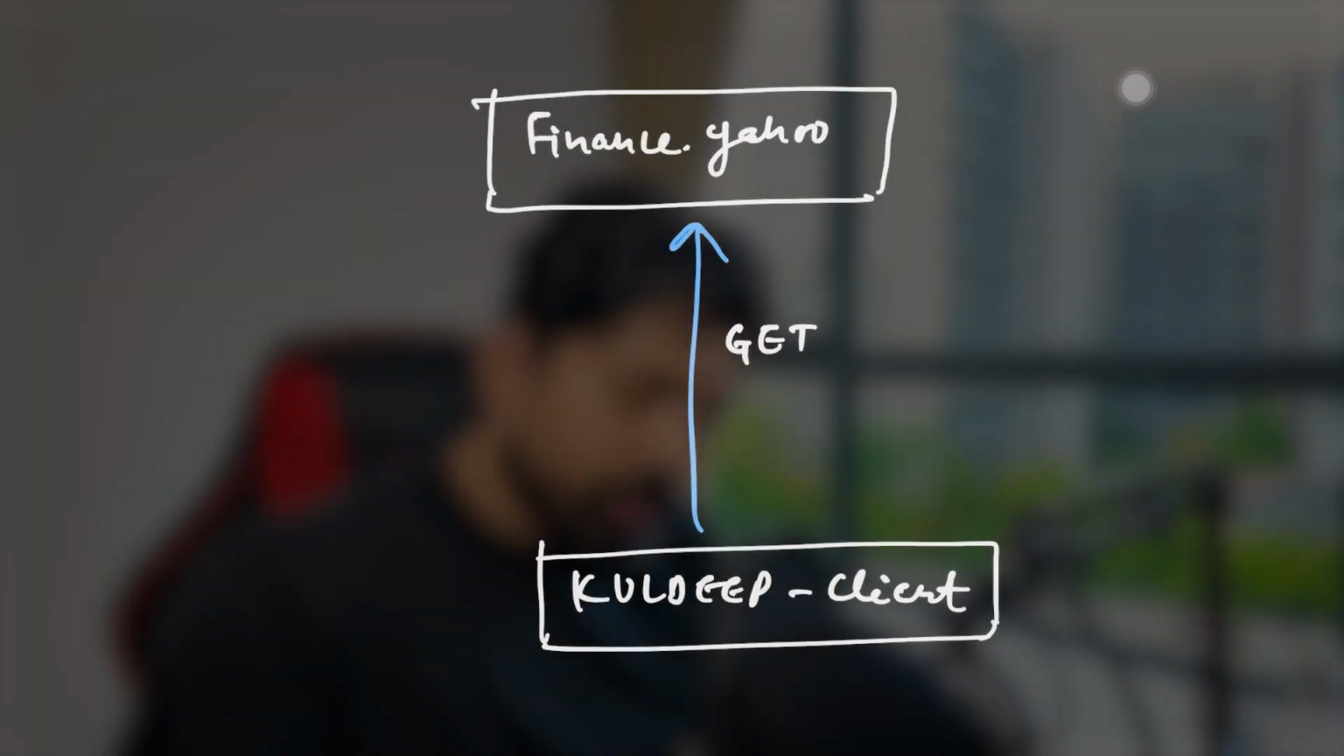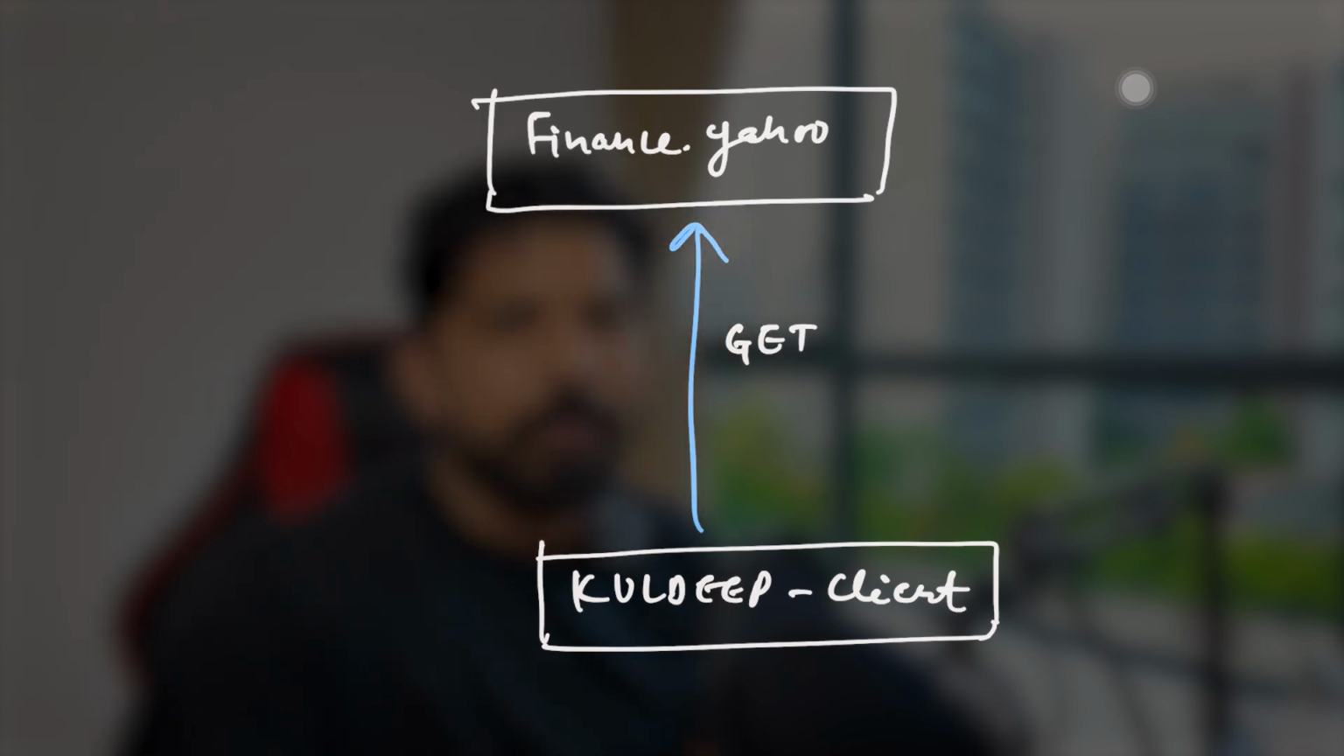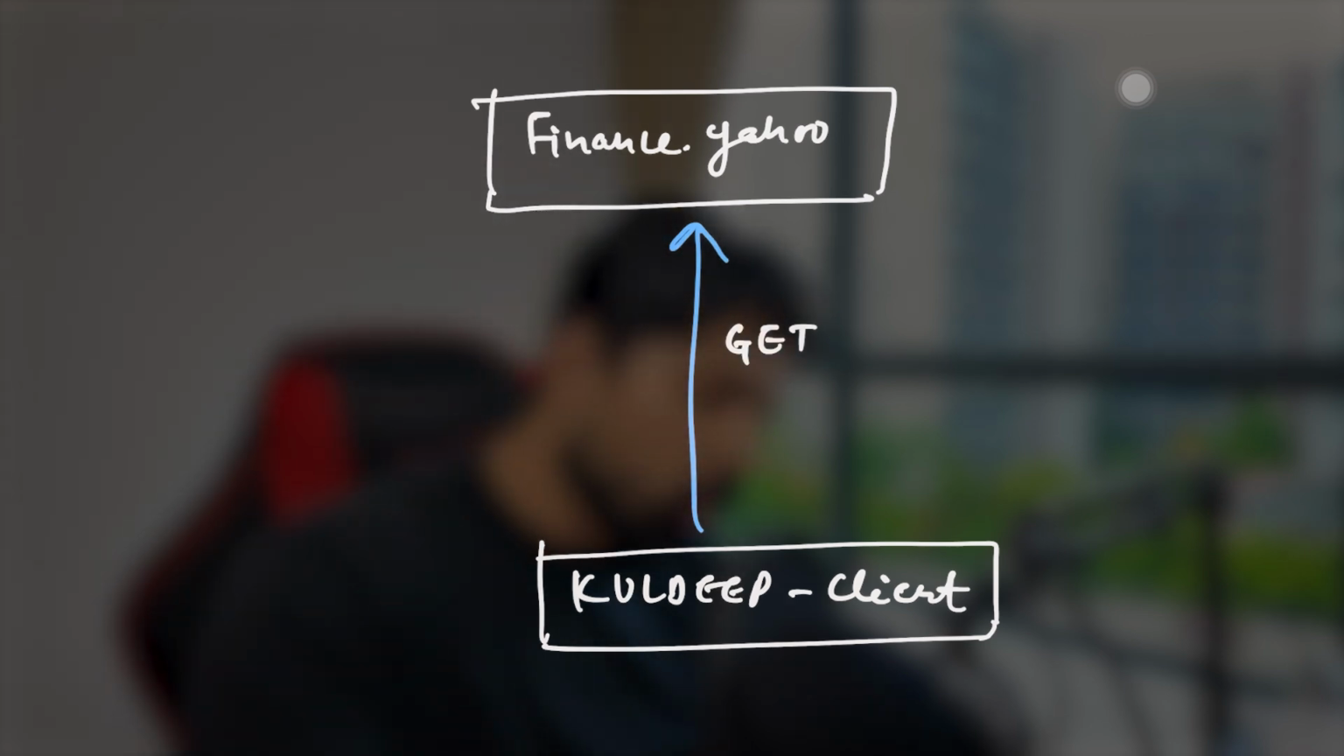Whenever we make any request, a GET request, or in general in our real life, when we request anything from anyone, there are only 2 possibilities. One, the other person will grant the access. Second, they will deny the access. So let's say here, the client Kuldeep is making a GET request to Yahoo Finance saying that I want some data. Now Yahoo Finance has 2 options.